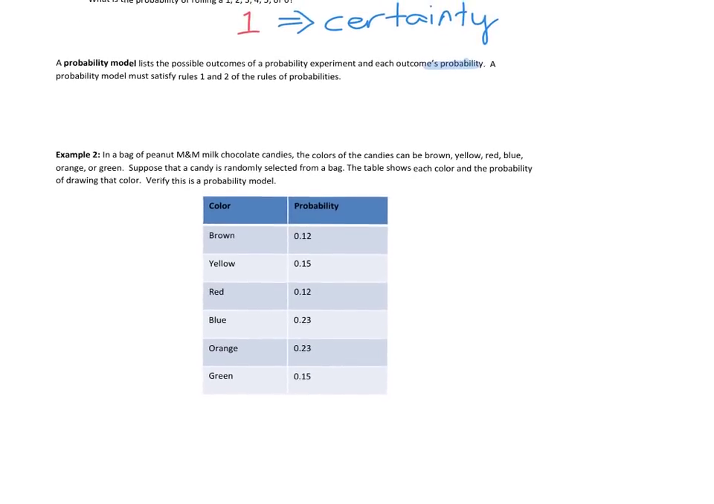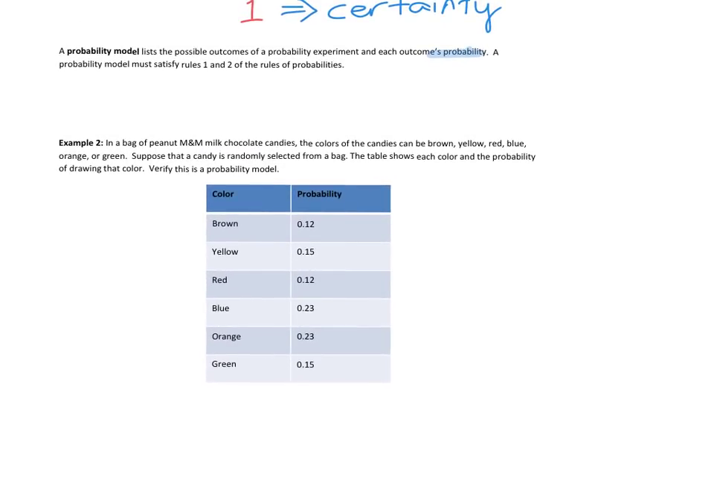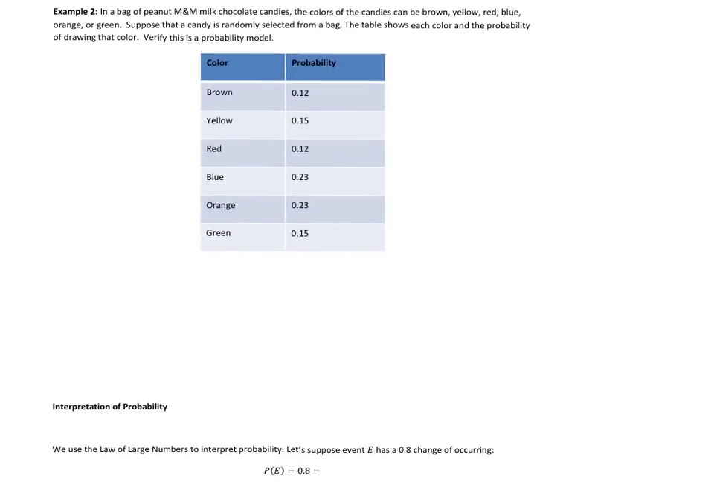So again, a probability model lists all the outcomes of a probability experiment. So we have all the colors here of our M&Ms. And then these are the outcomes' probabilities. All right, so far so good. So the only thing we have to do now is to check rules 1 and 2 of the probability. So first things first, are all our probabilities between 0 and 1? Yes.